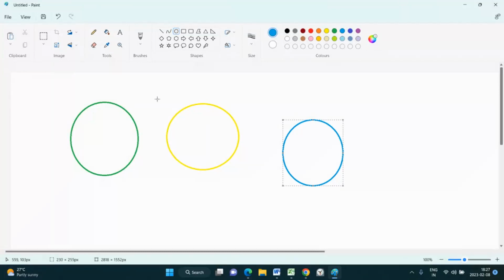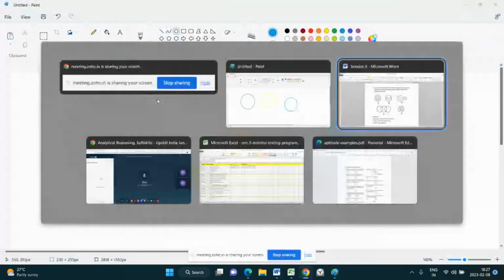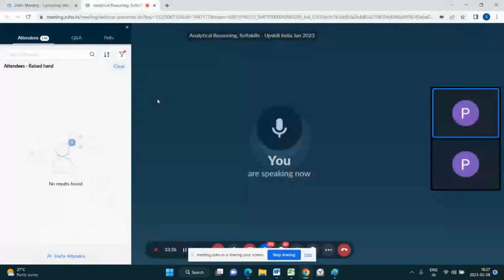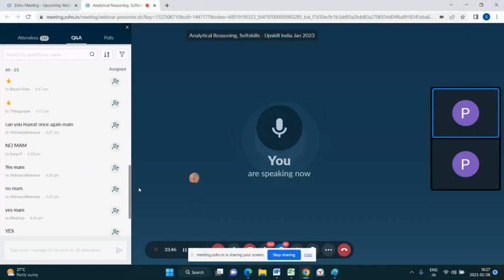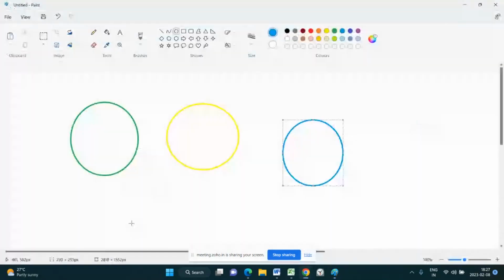Is curd not a food? Can you tell me, is curd a food or not? Can we consider curd as our food? Curd is food, correct? Yes, curd is food, correct. Good. So now we will go back here.